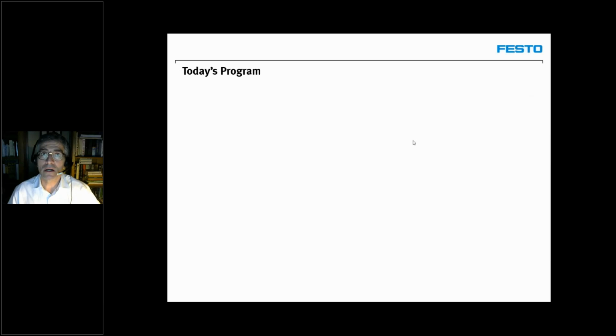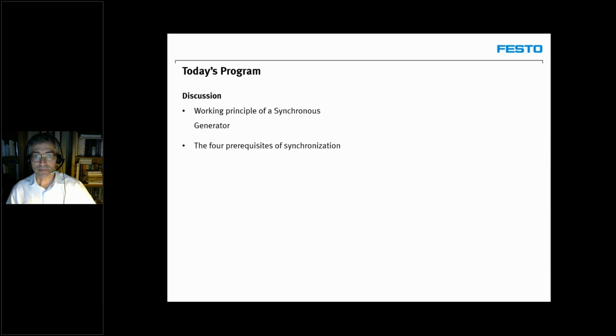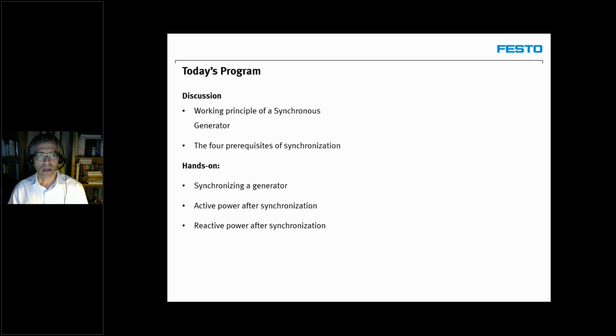So what will be our program today? First of all, we will have a theoretical discussion of synchronous generators and generator synchronization by looking at the working principle of a synchronous generator and then the 4 prerequisites of synchronization. So what are the conditions that must be met before we close the contactor that will electrically link our generator with the network? So this will be the theoretical discussion.